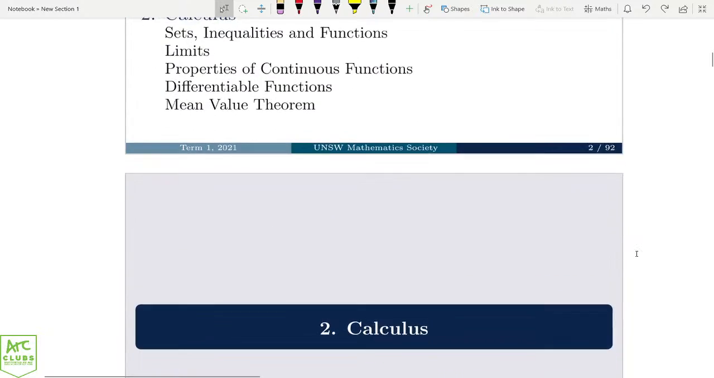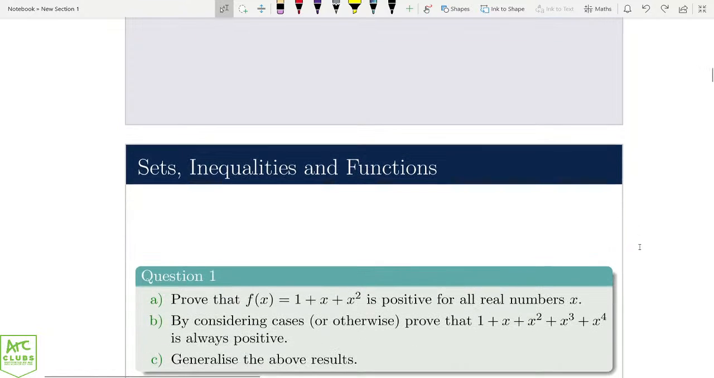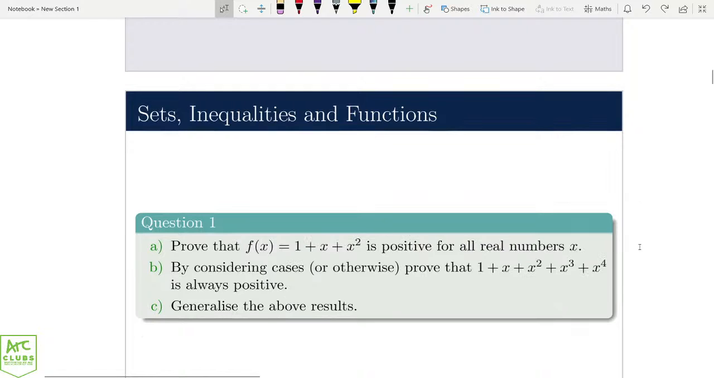Alright, so to start, we're starting off with the topic sets, inequalities, and functions. So this is quite a straightforward topic and doesn't really get tested in your actual exams. So we're just going to go through some questions.